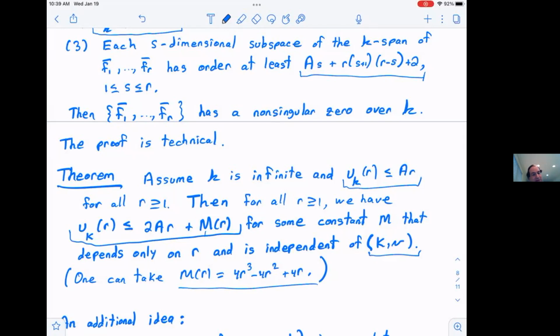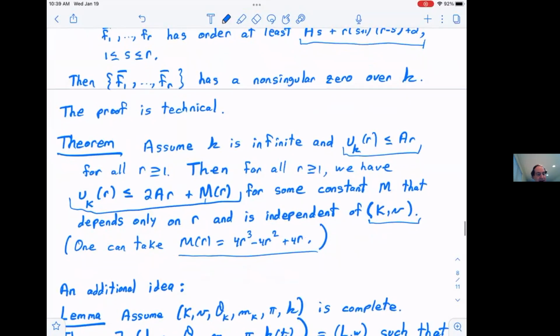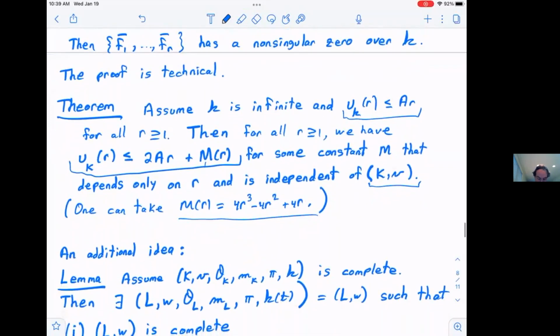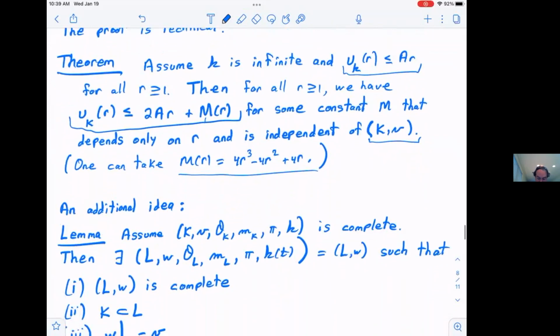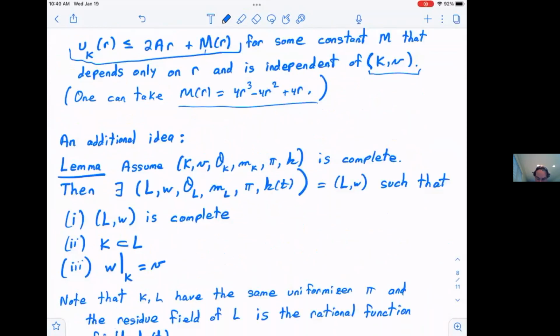So, well, we've got something here, but it's not good enough. So there's an additional idea I want to introduce. I'll write this as a lemma. Assume I have my complete discretely valued field, this first line here. Then there exists another complete discretely valued field such that, so L comma W is complete. Okay, so L is an extension of K. The valuation W on L, when restricted to K, restricts to the original valuation V.